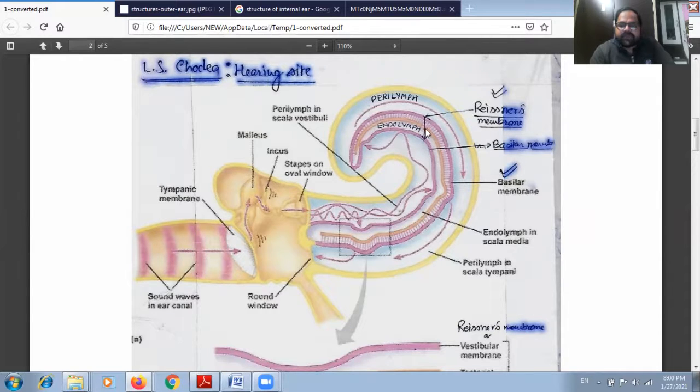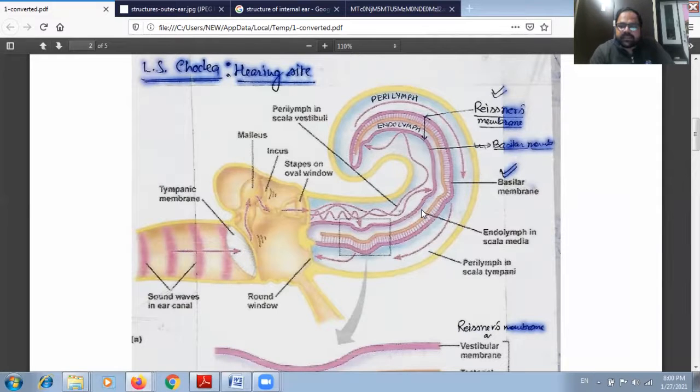And we can see here the upper membrane. This upper membrane is called Reissner's membrane, and the lower membrane is called the basilar membrane. So we should understand this structure. Reissner's membrane is the upper part of this tube, and the lower part of this tube is called the basilar membrane. And inside this tube, endolymph has been filled.